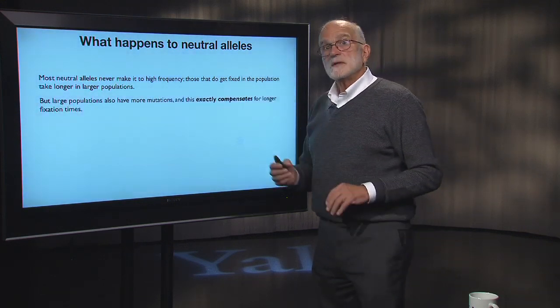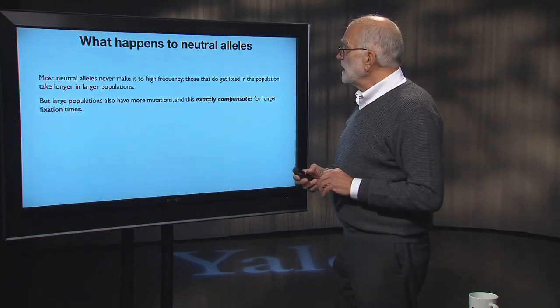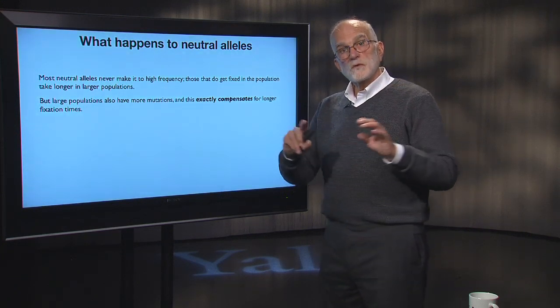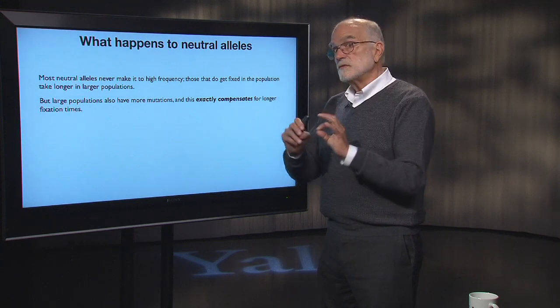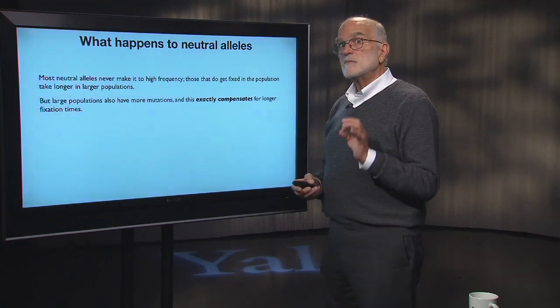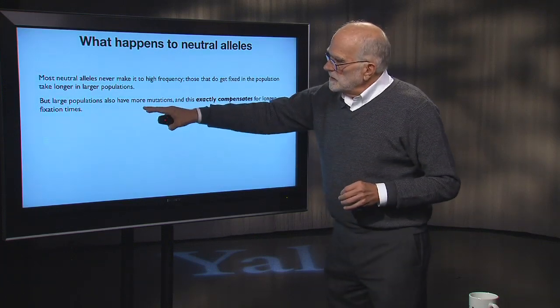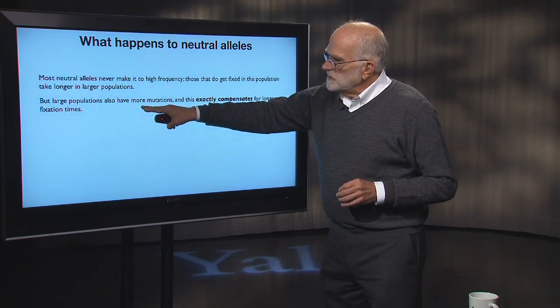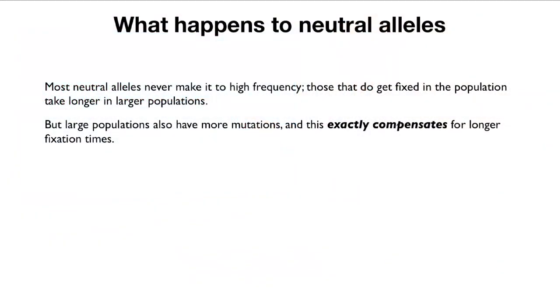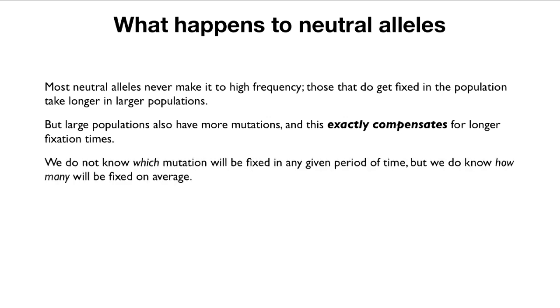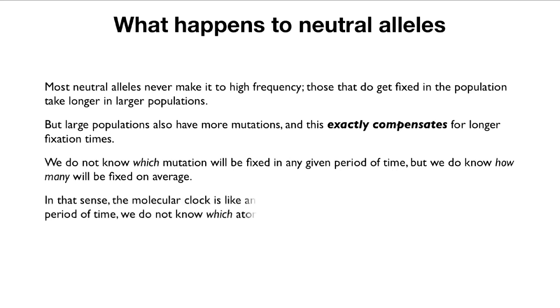But bigger populations also have more mutations. And if you are counting over the whole genome, this isn't for one locus, but over the whole genome, if you are counting the number of mutations that get fixed in a unit of time, the fact that large populations have more mutations is exactly compensating for the longer time to fixation of any single mutation. Now, we don't know which mutation will be fixed, but we do know how many will be fixed on average if you look at the whole genome.